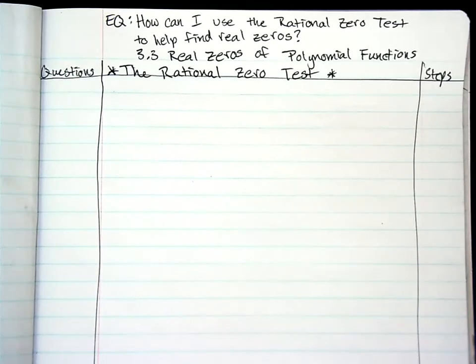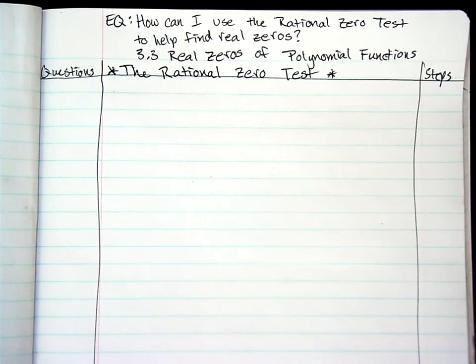Hi everyone, welcome back. We're going to continue with 3.3 today. So 3.3, real zeros of polynomial functions. Today we're going to be focusing on the rational zero test. Thus the essential question: how can I use the rational zero test to help find real zeros?